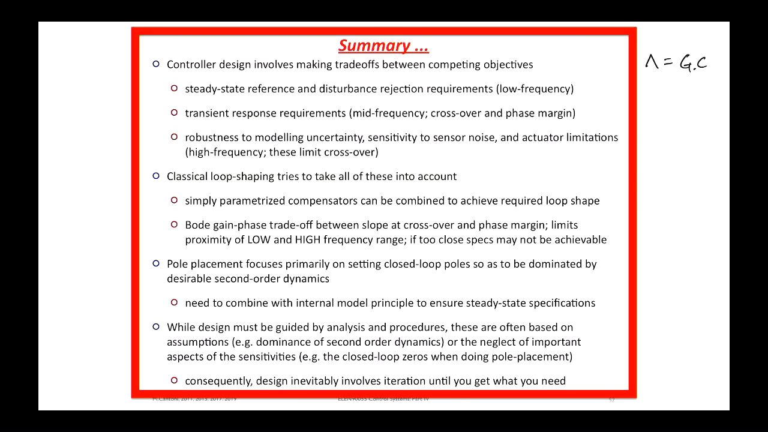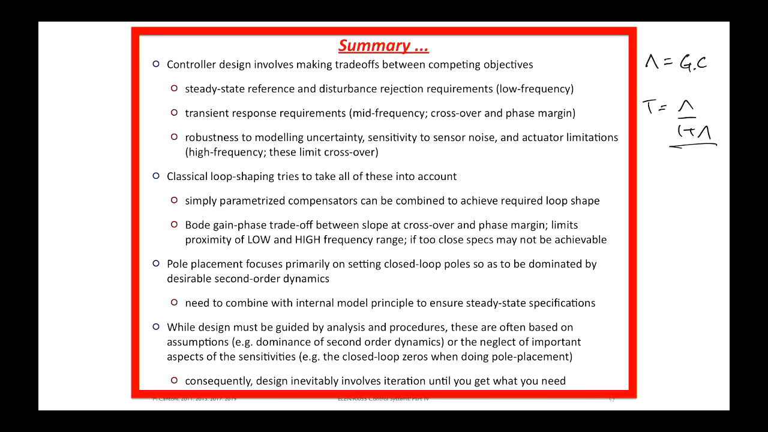And of course, to get robustness to modelling uncertainty and low sensitivity to measurement noise, we want the complementary sensitivity function to roll off at high frequencies, right? And how do we make the complementary sensitivity function, which is just lambda over 1 plus lambda, roll off? We make lambda small, because if lambda is small, then T will be small, right?